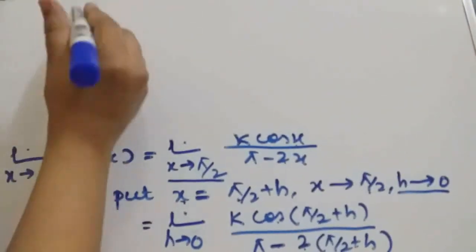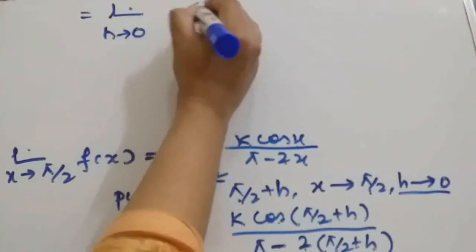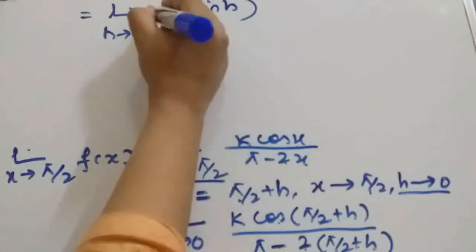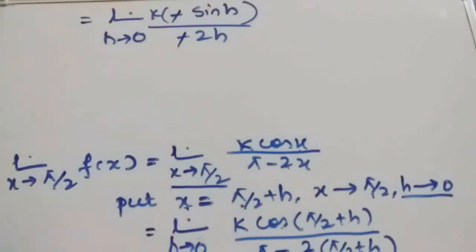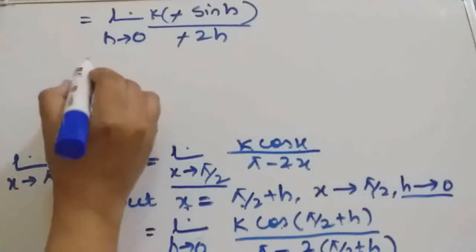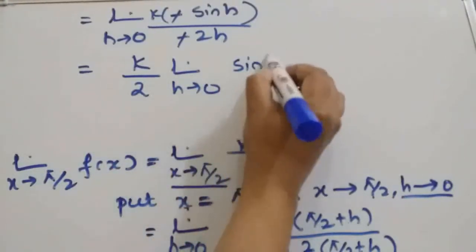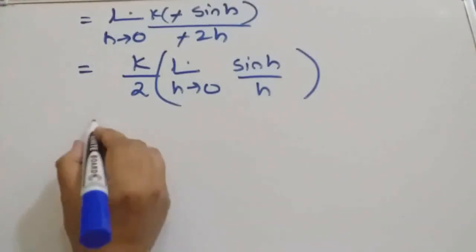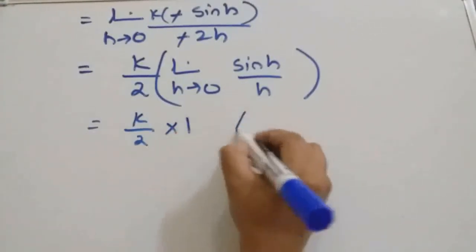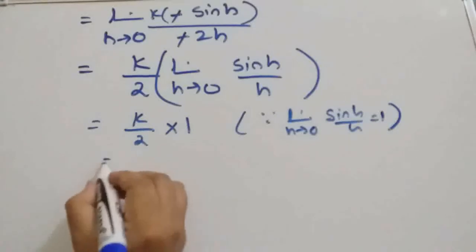So we will write this equals limit h tends to 0 of minus sine h, k is also there, divided by minus 2h. Now if you observe, the minus we can cancel, and this k by 2 we can take outside because it is a constant. Now what is this? This is one of the formulas of limits: sine h by h is equal to 1. Since limit h tends to 0 of sine h by h is equal to 1, the answer is k by 2.